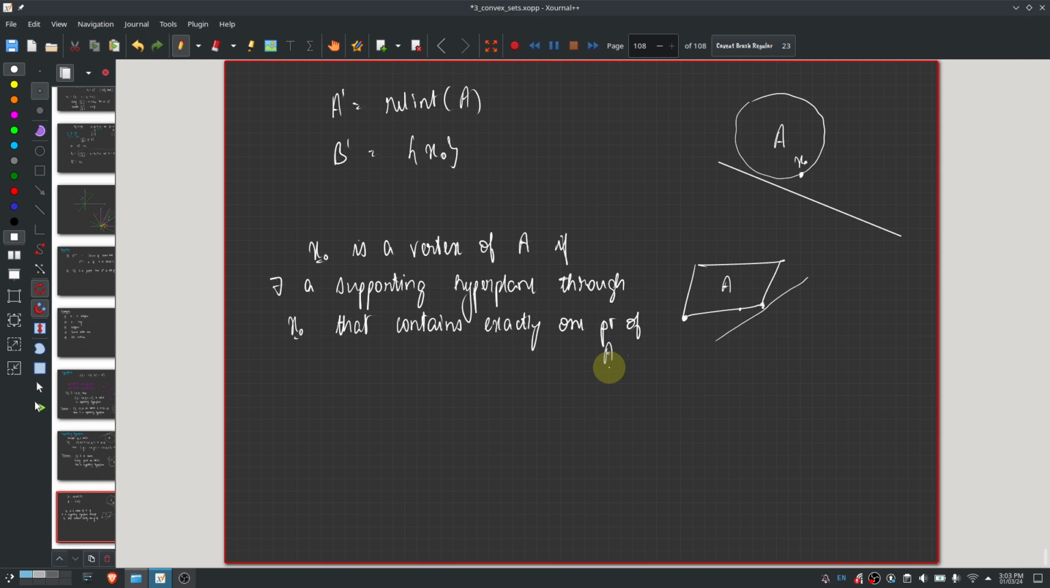Right? So even if you generalize this to higher dimensions, a point is said to be a vertex if there exists a supporting hyperplane at that particular point, which passes through exactly one point of A, which is that particular point, x naught. It doesn't mean that every supporting hyperplane contains exactly one point. It means that it is possible to construct a supporting hyperplane that contains exactly one point of A.